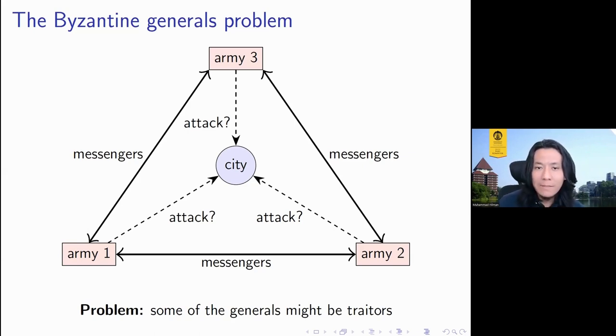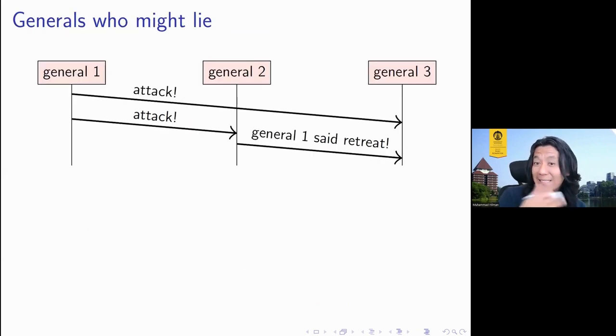Okay, so let's see a scenario. General 1, as the supreme leader, probably the supreme general within the army, issues the attack command to all the generals. So General 1 says attack to General 3, and also says attack to General 2. Basically sending a broadcast message. This is called a broadcast message because we are broadcasting the message to all the nodes within our system.